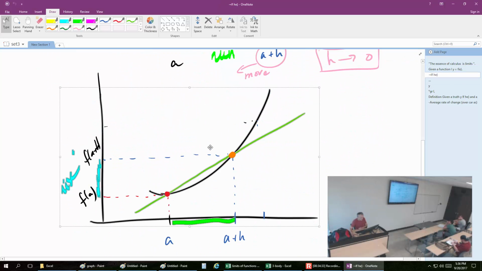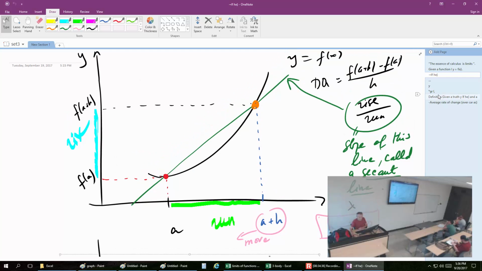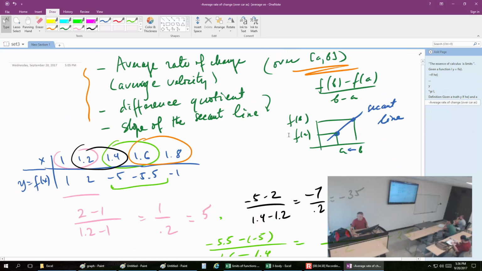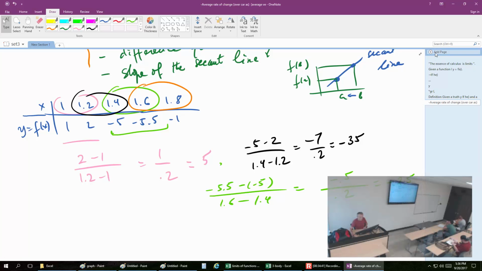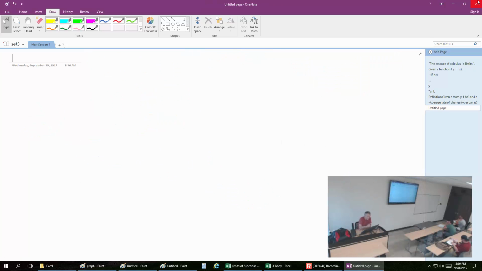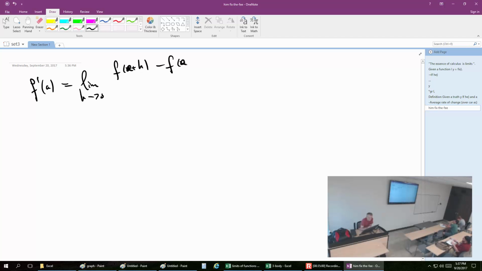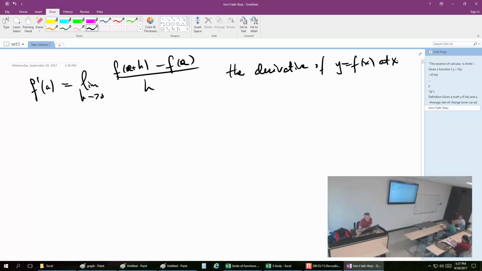I just can't find where I put it. I guess I'll have to write it up again. I'm positive I wrote it. So f prime of a is the limit as h goes to 0 of f of a plus h minus f of a, over h. So the derivative of y equals f of x at x equal a.